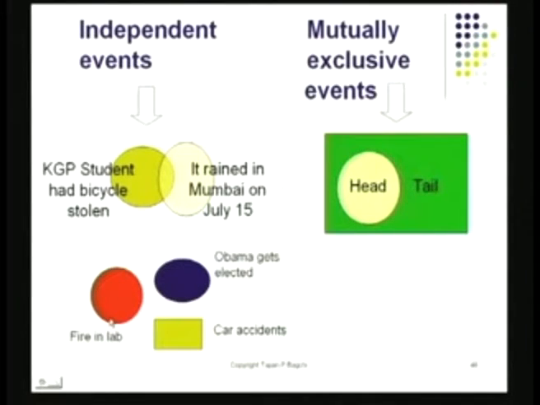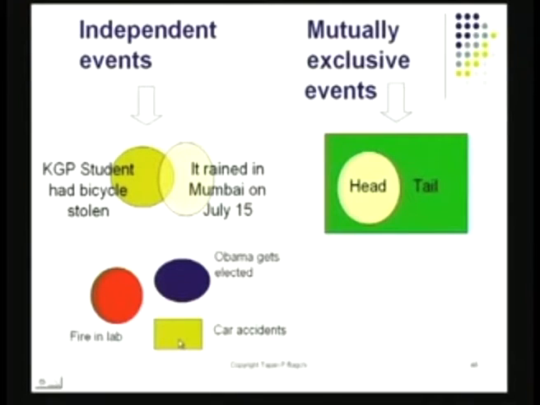And look at this side. I've got a fire in the lab. In the chemistry lab, there was a fire. And Obama got elected a couple of hundred days back. Obama got elected in the US. Probably these have nothing to do with each other. They are probably independent of each other. And there was a car accident at the gate. At the Puran gate of IIT Kharagpur, there was a car accident. Again, this has nothing to do with Obama, nor did it have anything to do with the lab accident. These are examples of independent events. So I see here independent events thrown together.